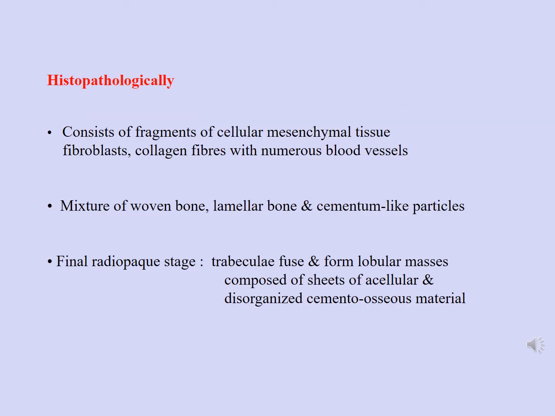Okay, so if you do a biopsy of this lesion, what are you going to see? You're going to see fragments of cellular mesenchymal tissue, fibroblasts, collagen fibers with numerous blood vessels, and a mixture of woven bone, lamellar bone, and cementum-like particles. How do we identify cementum-like particles? As we've discussed during the various slide discussions, cementum is always basophilic on H&E. So if we see basophilic calcifications, more or less they are cementum-like particles. In the final radiopaque stage, if a biopsy is taken, you're going to see the trabeculae fuse and form lobular masses composed of sheets of acellular disorganized cementoosseous material, right?